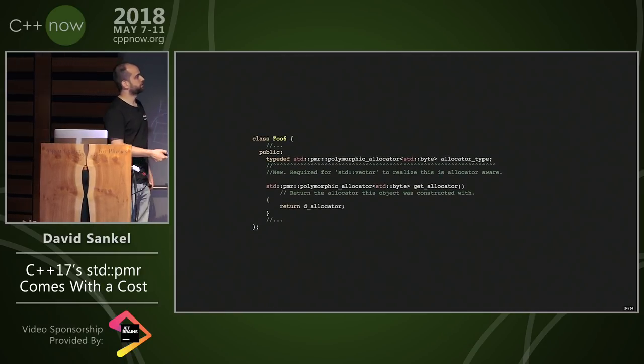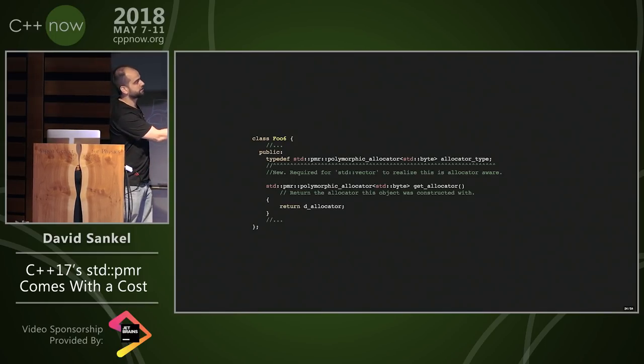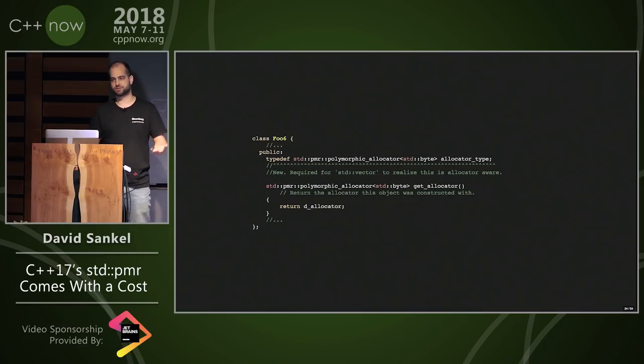Now also in foo, you're going to do typedef std::pmr::polymorphic_allocator of byte. In the previous talk, it was suggested to use void instead. I've got no beef in that fight. I don't care, just as long as it's something. It could really be anything. You do this to tell the rest of the standard library that you are allocator aware. That's how you advertise it, is you have this typedef.